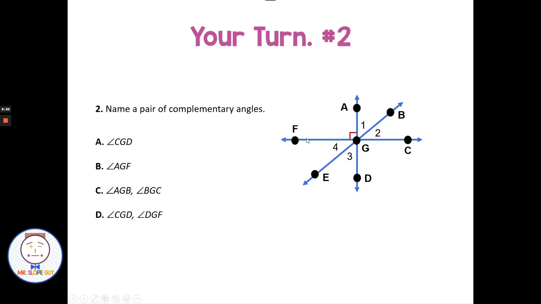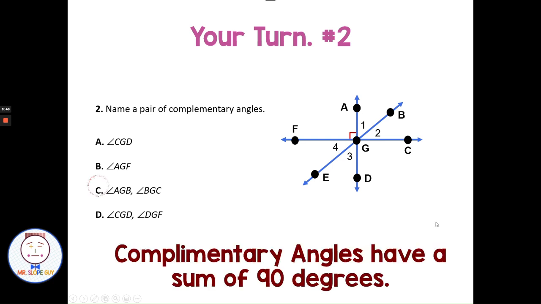I see AGF, that is 90 degrees itself, but that doesn't add up to 90. 4 and 3 together make a 90-degree angle, and 1 and 2 together make a 90-degree angle, but I don't see it listed as 4 and 3 and 1 and 2. But if we look at it with AGB, A to G to B, that's angle 1, and BGC, B to G to C, that's angle 2. Those two angles together make 90. They're complementary.